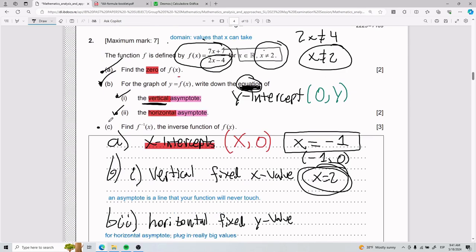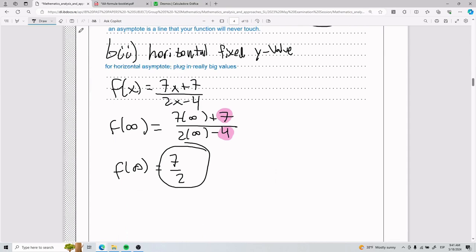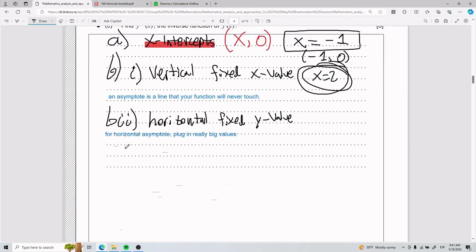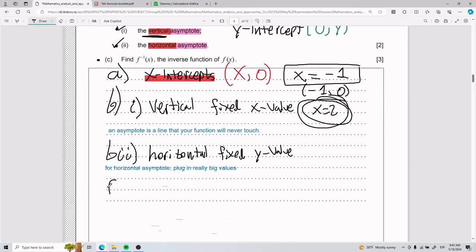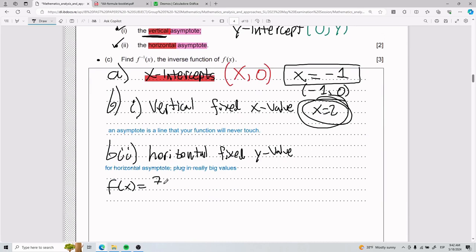Last but not least, for part C, we need to find that, which they tell us is the inverse function of f of x. Now, for finding the inverse, thankfully, it is a very straightforward approach, okay? Before anything, the inverse is like the mirror of your function. For the inverse, the steps are always the same, see? And this is just the steps I suggest. I know there are others, but these are the steps that I suggest.